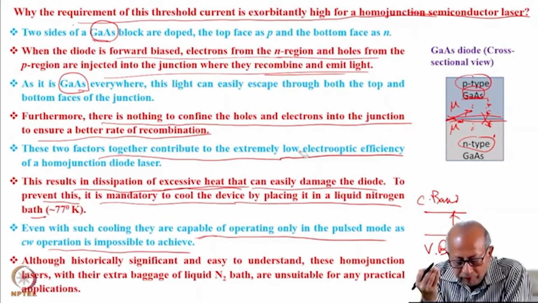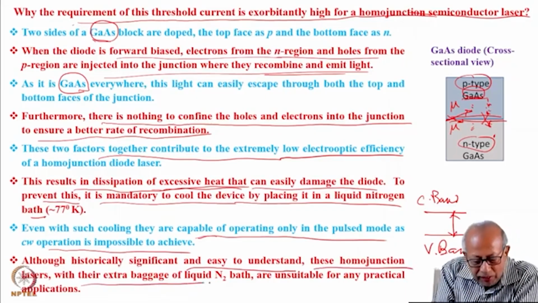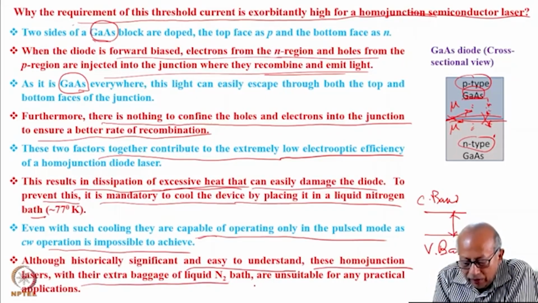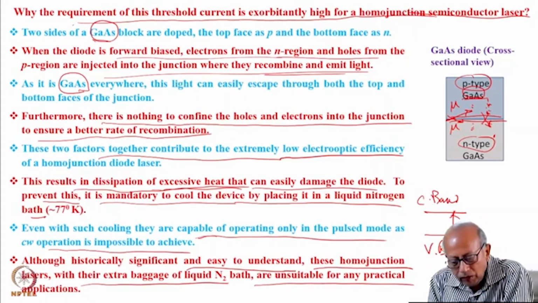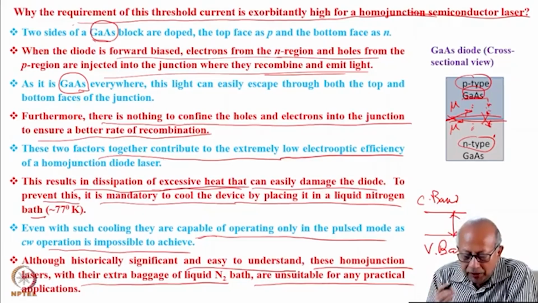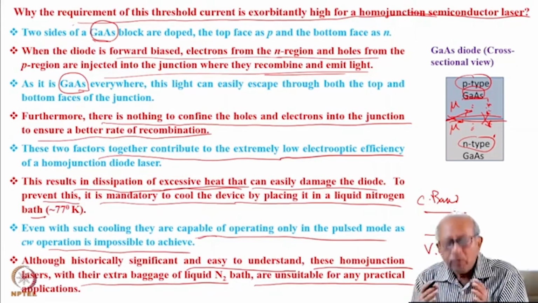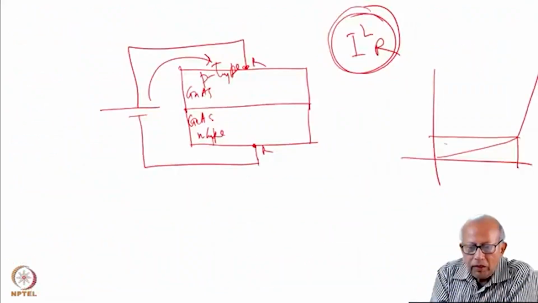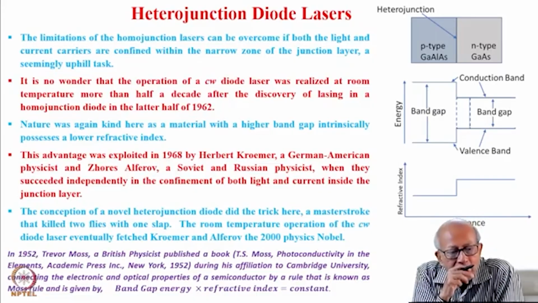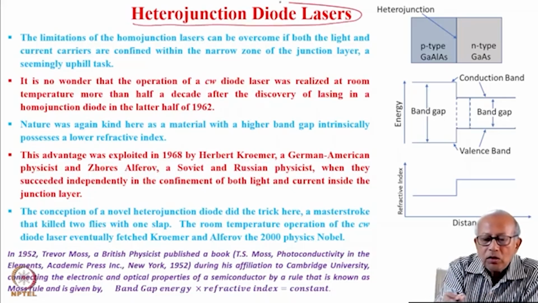Other than that, it is easy to understand that these homojunction lasers with their extra baggage of liquid nitrogen bath are actually unsuitable for any practical application. Because for any application, the laser has to also be accompanied by this extra baggage containing the liquid nitrogen bath. So what is the remedy? The remedy is a heterojunction diode.